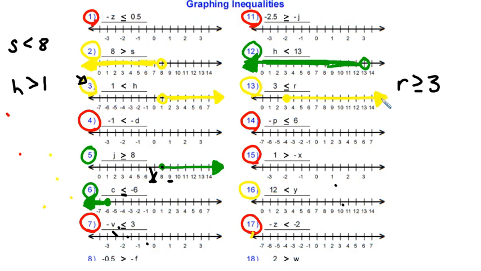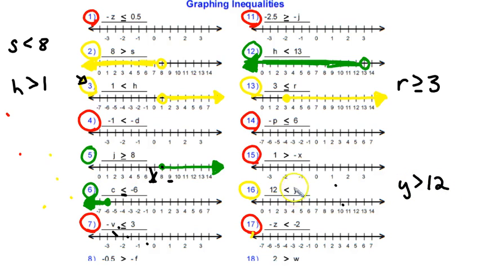Last yellow. Again, we're going to use that reading it backwards thought process. So 16 reads 12 is less than y. So what is this statement in terms of y? Because that's what the graph needs to represent. The graph needs to represent all of the possible variable values. So y, if 12 is less than y, that means y needs to be greater than 12.